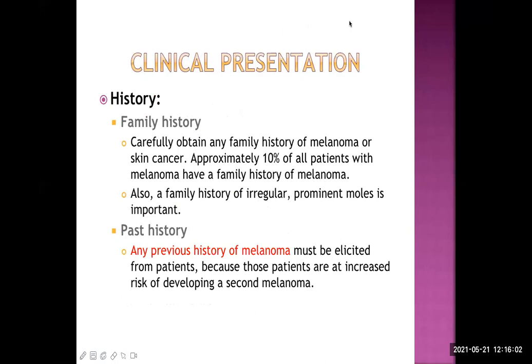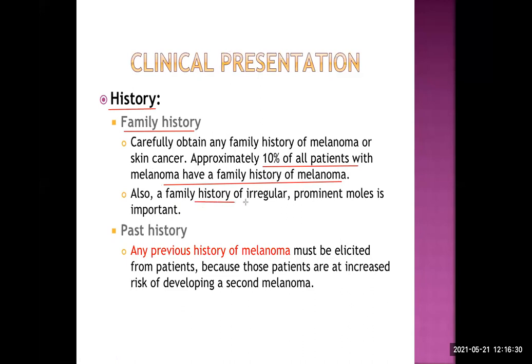Now, with this, let's talk about the clinical presentation of malignant melanoma. Regarding the history, we have to take the family history in detail. Ask every member of the family how their health is. Are they having a similar type of problem or not? Approximately 10% of all patients with melanoma have a family history of melanoma. So it is a very, very important question in history taking.